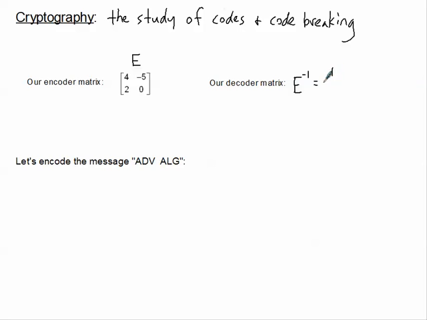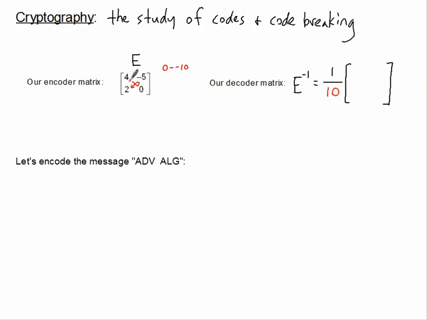And I know that this is going to be 1 divided by the determinant times our switch it up matrix. So I need to find the determinant first, and that's going to be doing our little fish thing here. So we've got this diagonal, which is 4 times 0 is 0, minus this diagonal, which is 2 times -5 is -10. 0 minus -10 is +10, so that's the determinant.